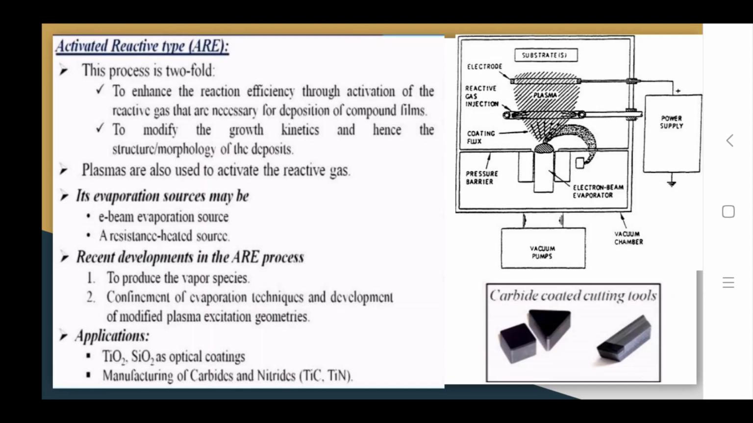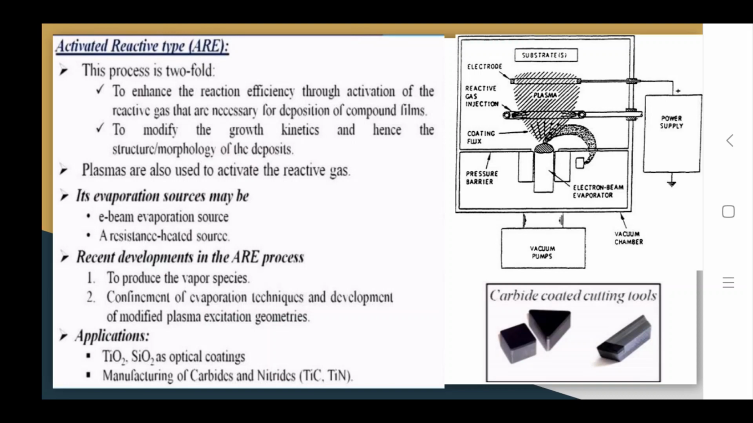Plasma is also used to activate the reactive gas. Its evaporation source may be either an e-beam source, or some kind of resistance heated source. So recent developments in this ARE process are to produce the vapor species, confinement of the operation technique, and development of modified plasma excitation geometry.